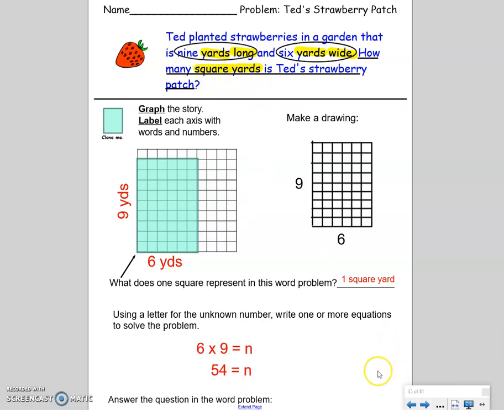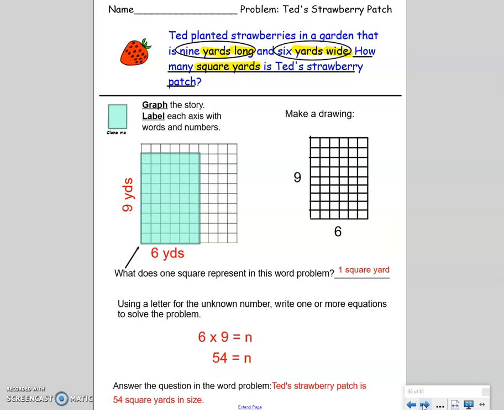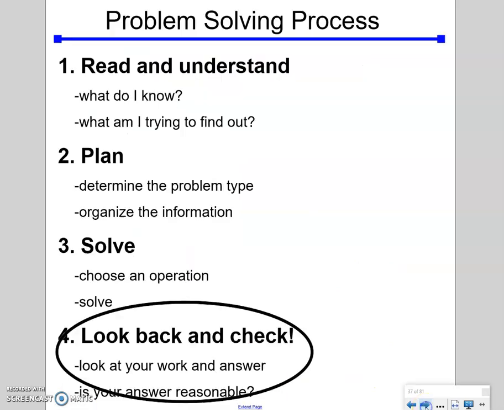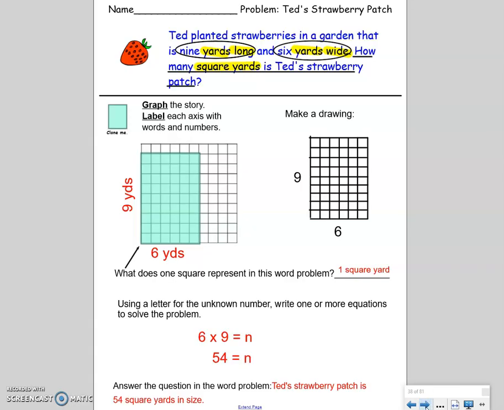What would be a great answer to the question, how many square yards is Ted's strawberry patch? I respectfully agree. The answer, Ted's strawberry patch is 54 square yards in size, would be an excellent third grade answer. It restates the question and it includes the unit, square yards. The last step of our problem solving process, third grade, is to look back and check. Let's quickly look back and double check that our work is correct before moving on.